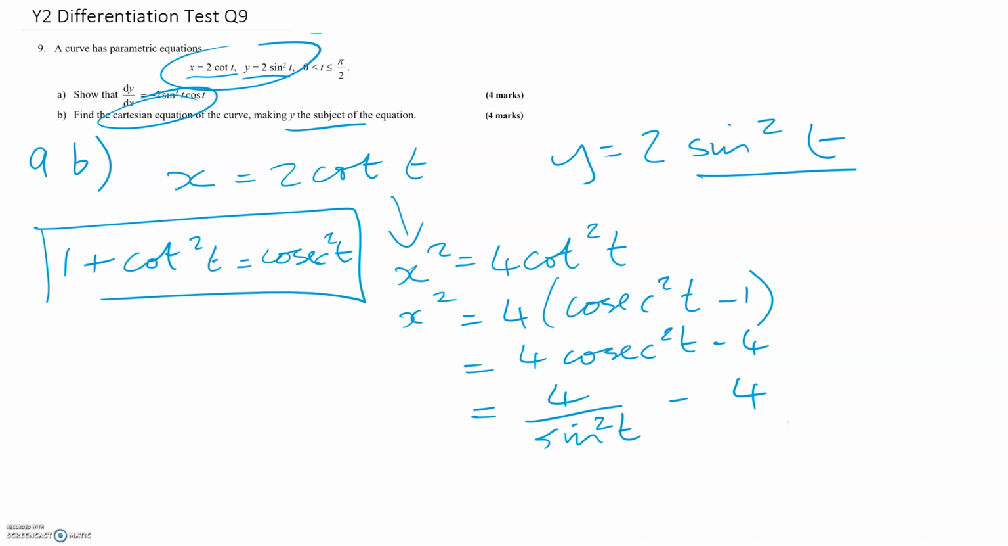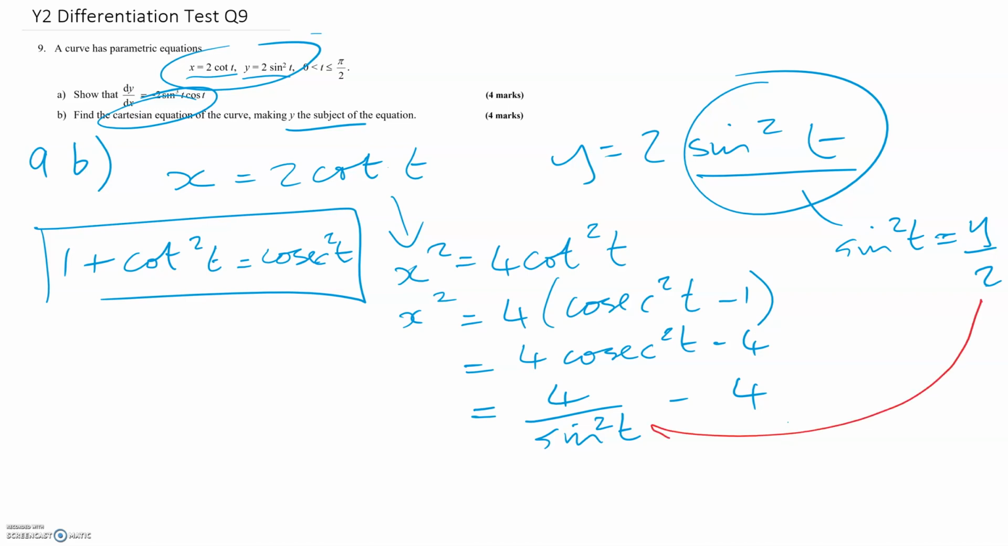Now we know that sine squared t equals y over 2. Remember, the whole point of this question is to try to eliminate t from this equation, and we can do that by substituting y over 2 in here, and then we will have a Cartesian equation. So x squared equals 4 over y over 2 minus 4. Now that is it. We've got a Cartesian equation now.